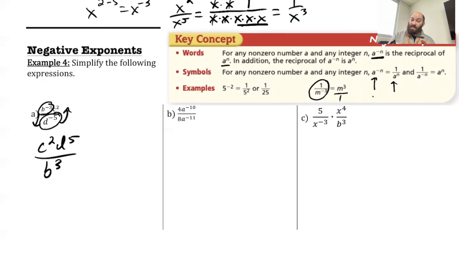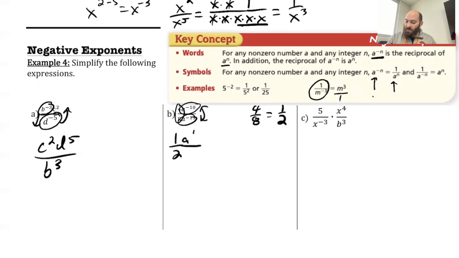Do a double check. Is there anything I can combine through multiplication or division? All of them are different bases. So this is done. I don't have anything else to do for part A. Part B, just like before, 4 and 8, that makes its own fraction. So that is going to be reduced to 1 over 2. Both of these are going to switch to turn their exponents positive. So that'll be 1 over 2.